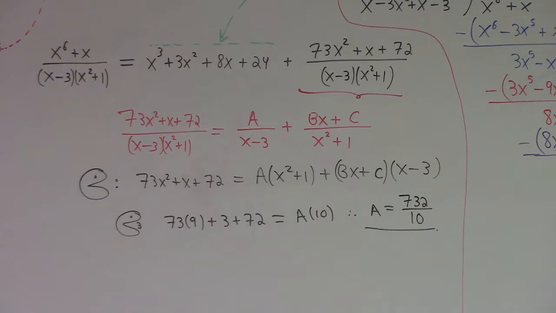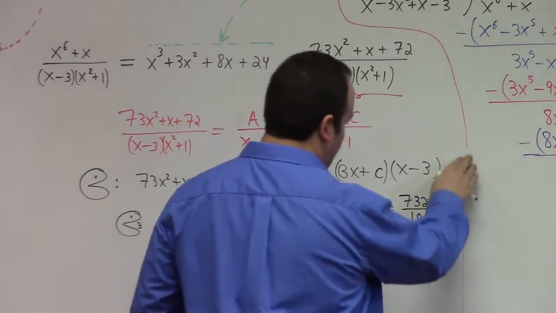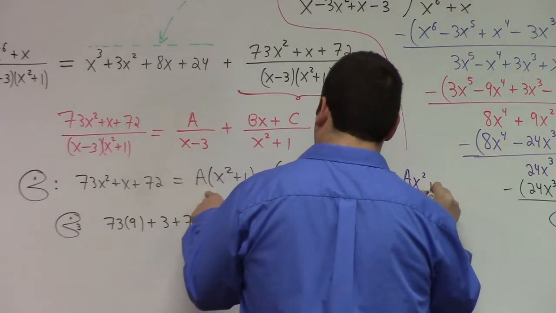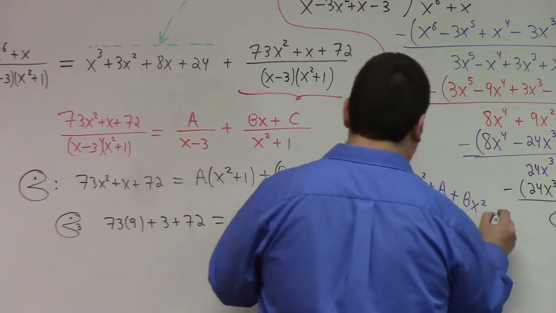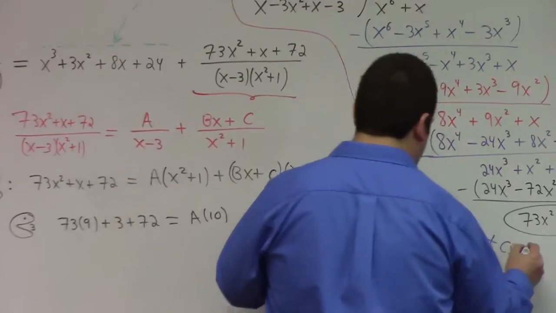How do I figure out what b and c are? Yeah, that's one way we can do it. I'll do it that way. Follow your lead. So I think what you're saying is I should multiply this out, right? So if I multiply this out, I've got myself ax squared plus a plus bx squared minus 3bx plus cx minus 3c.